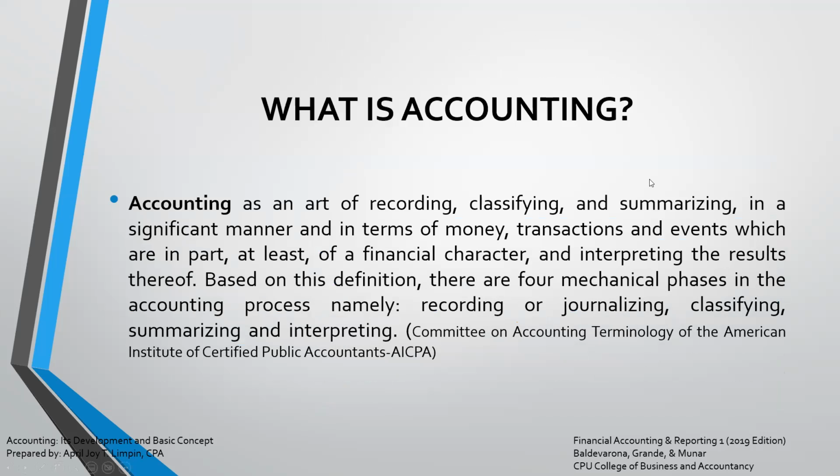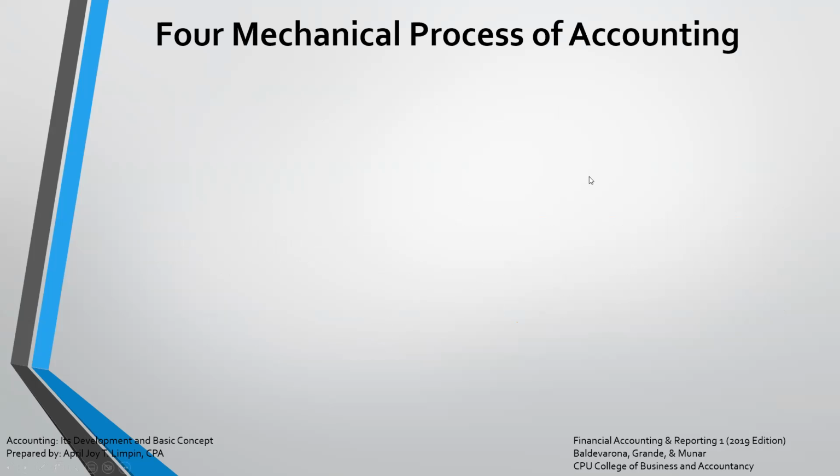So there is another definition from the Committee on Accounting Terminology of the American Institute of Certified Public Accountants, or the AICPA. The committee states that accounting is an art of recording, classifying, summarizing in a significant manner and in terms of money transactions and events which are in part at least of a financial character, and interpreting the results thereof. Based on this definition, there are four mechanical phases in accounting process, namely recording or journalizing, classifying, summarizing, and interpreting. So let's further discuss the four mechanical processes of accounting.